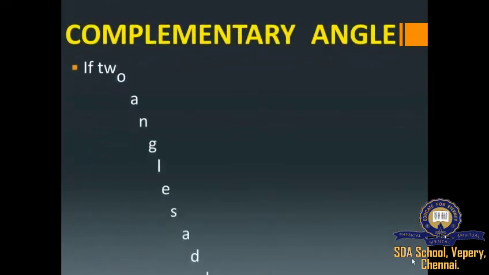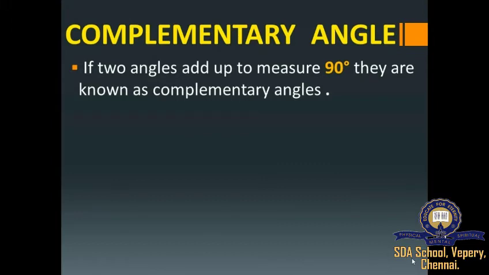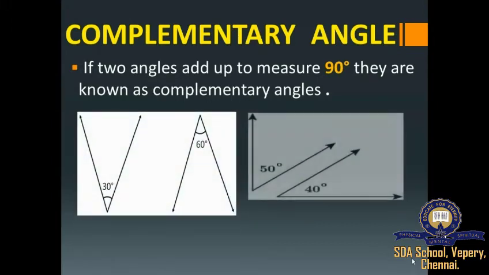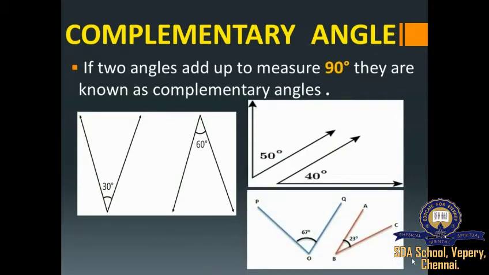So what are complementary angles? If two angles add up to measure 90 degrees, they are known as complementary angles. Two angles are said to be complementary if they sum up to 90 degrees. From these images you could see that when you sum up these two angles, their value must be equal to 90 degrees.